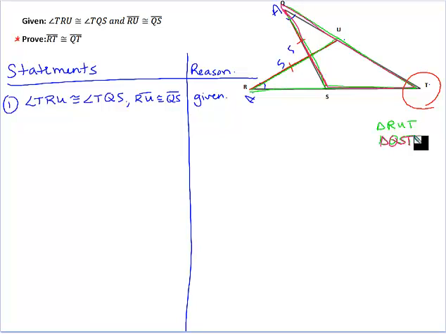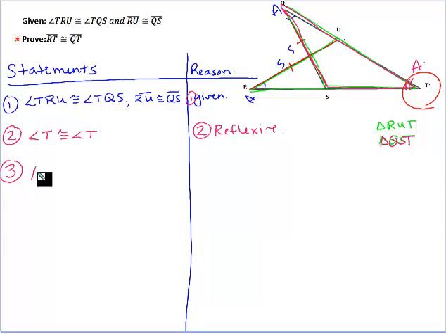So that means that they both could have this angle being congruent, which means we would have an angle side situation. So that's what we're going to write down next, is that they both share angle T. So angle T is congruent to angle T. The reason why, it's reflexive. Now we have an angle side situation, so we can prove the two triangles are congruent. So triangle RUT is congruent to triangle QST by angle side.